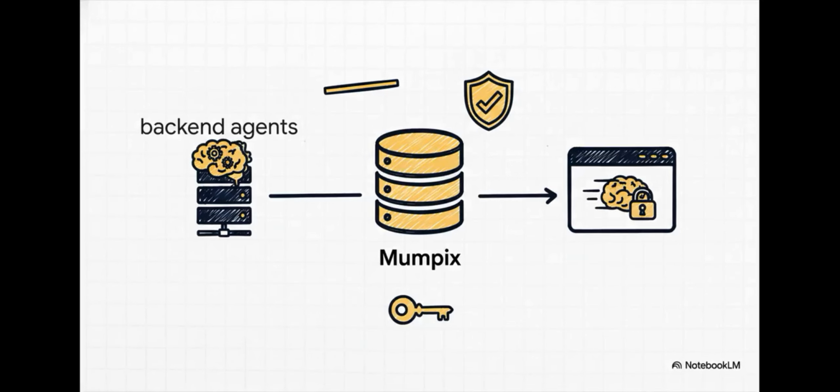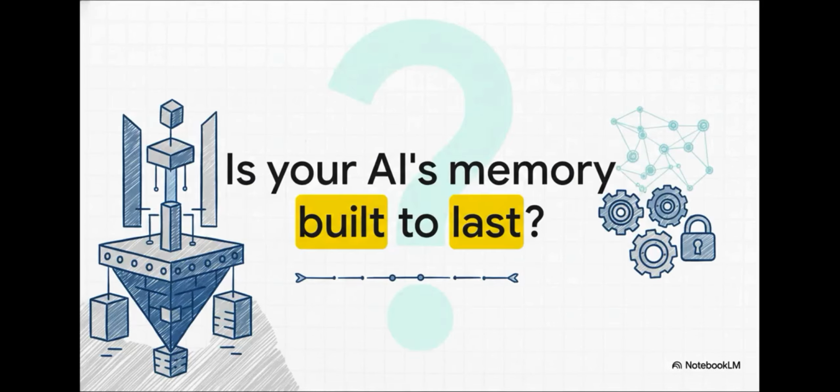So, to sum it all up, Mumpix provides the foundation to make AI predictable, reliable, and trustworthy. And it does this everywhere, from those powerful, long-running agents you have on your servers all the way to fast, private, local-first apps right in the browser. Which really brings us to our final question. It's one that I think every AI developer should be asking themselves. As you're building this next generation of intelligent software, take a moment and think about its foundation. Is your AI's memory built to last?